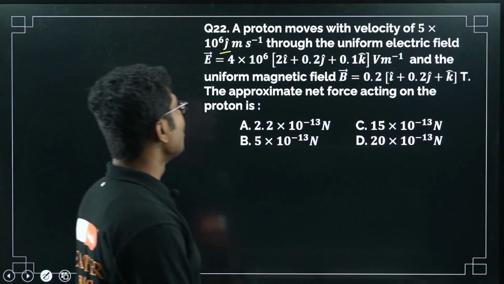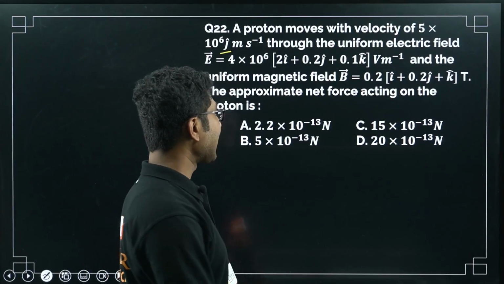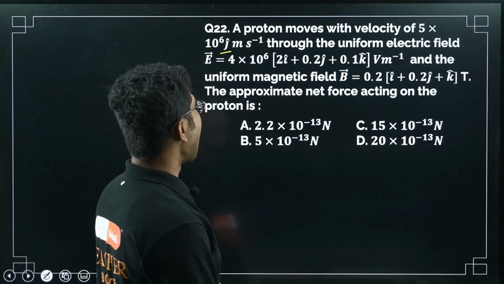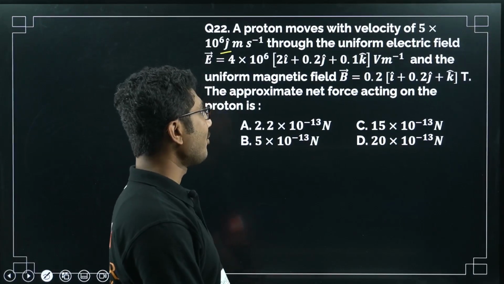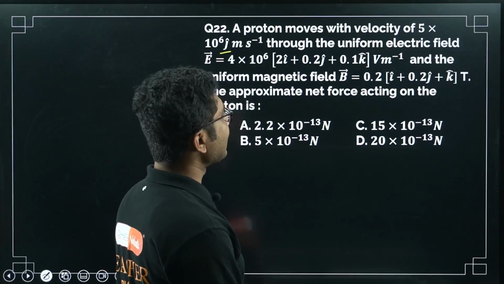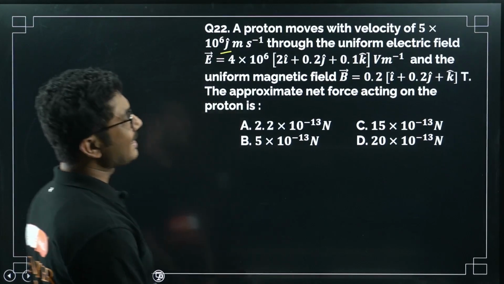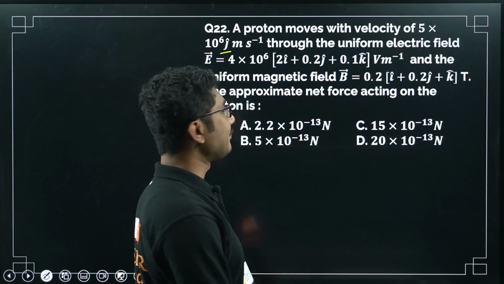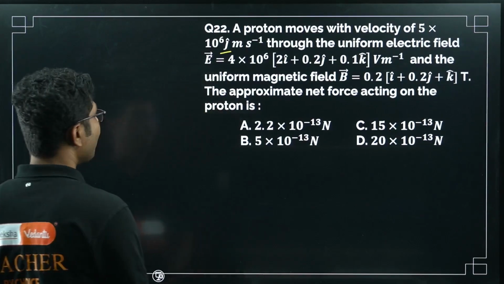of 6 2i cap plus 0.2 j cap plus 0.1 k cap volt per meter, and the uniform magnetic field of B equals 0.2 i cap plus 0.2 j cap plus k cap Tesla. Okay, so what is the approximate force acting on the proton?